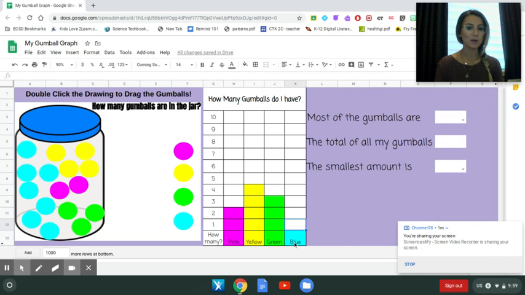My last column here is blue. So how many blue gumballs are in the jar? Well, let's go over and count. 1, 2, 3, 4, 5, 6, 7. All right. So I have 7 boxes that I need to fill in.